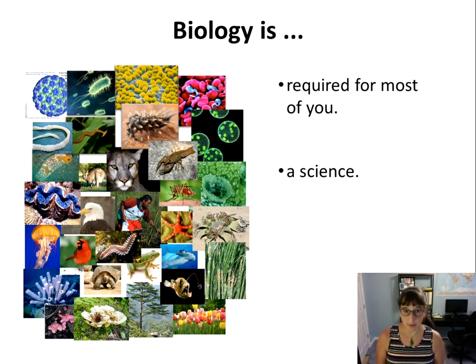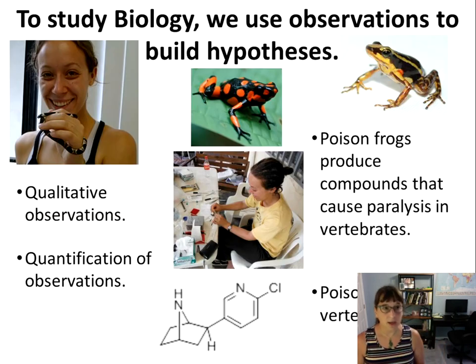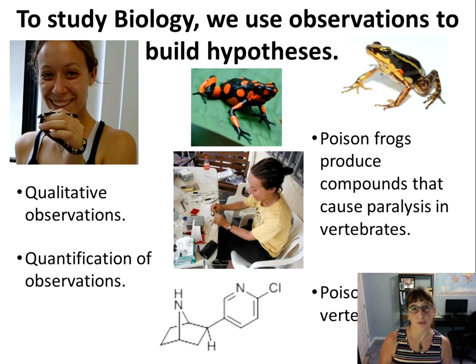So now let's talk about how we do science and how we do biology so we understand how we're studying living things. So, like other sciences, we use observations to build hypotheses. We all notice things. In science, we quantify these things we notice as observations, and that is our data. We can make different types of observations. We can make qualitative observations.